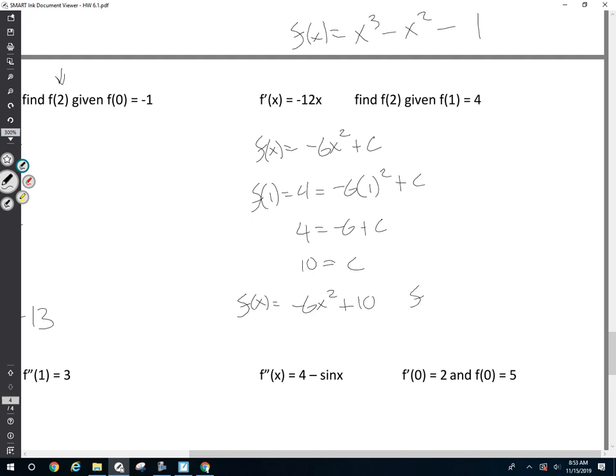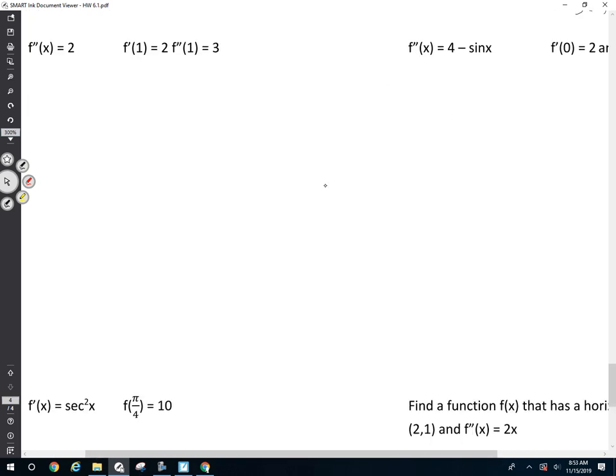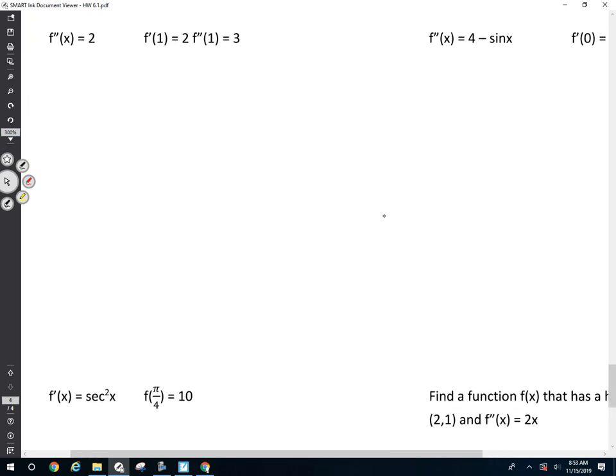f of 1, oops, sorry, I already have f of 1, it's 4. f of 2 equals negative 6 times 4 plus 10. f of 2 will equal negative 24 plus 10, which is negative 14. Cool. That's a good one.